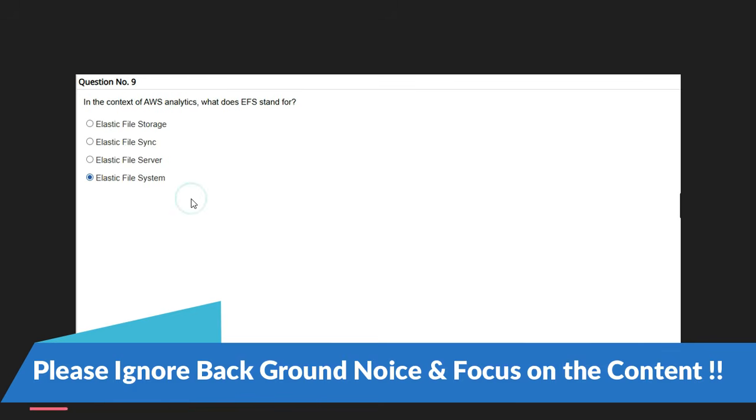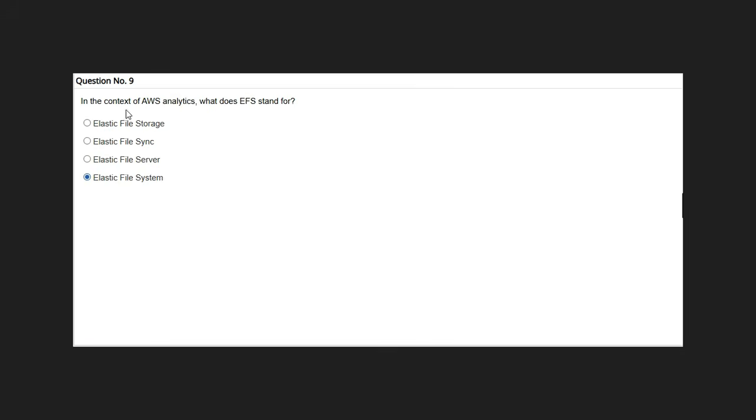Question number 9. In the context of AWS Analytics, what does EFS stand for? So EFS stands for Elastic File System. Option D is the right one.